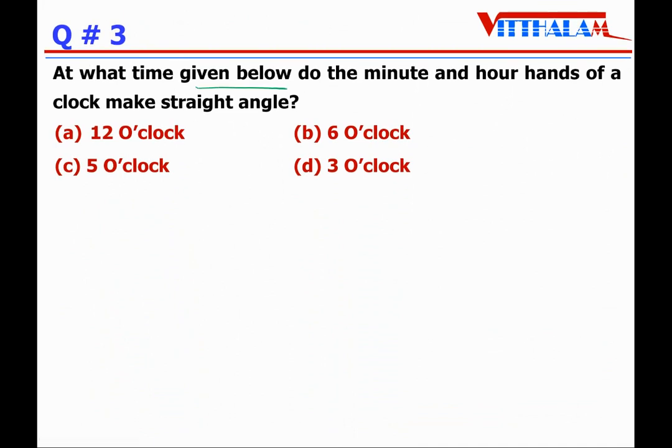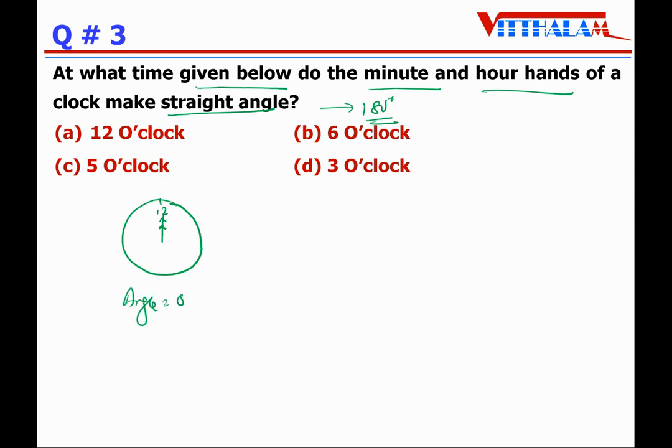At what time given below do the minute and hour hands of a clock make a straight angle? Straight angle means it is 180 degrees. The angle between minute and hour hands is 180 degrees. So let's see the options. At 12 o'clock, both the hour hand and minute hand overlap, so the angle between the two hands is 0 degrees.